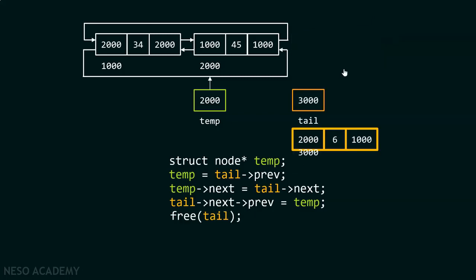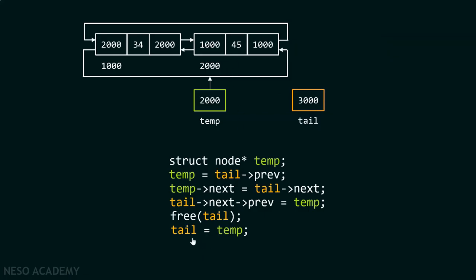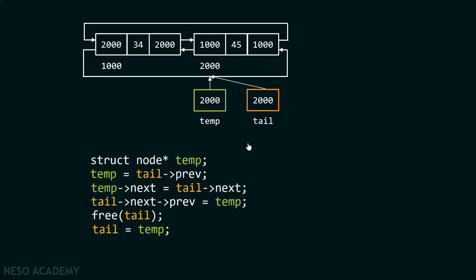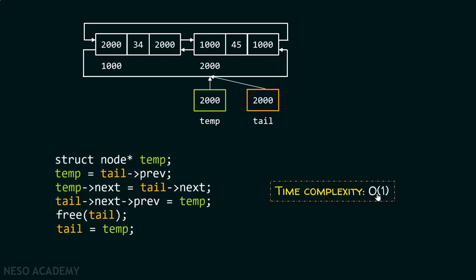So let's just free this node. And after this, the last step is to update the tail pointer so that it can point to the new last node of this list. For this, we have to write this line of code, that is tail equal to temp. And you can see over here, it is now updated. And obviously, the time complexity is constant because here we have only these lines of code and there is no loop involved. That is why it is big O of 1.